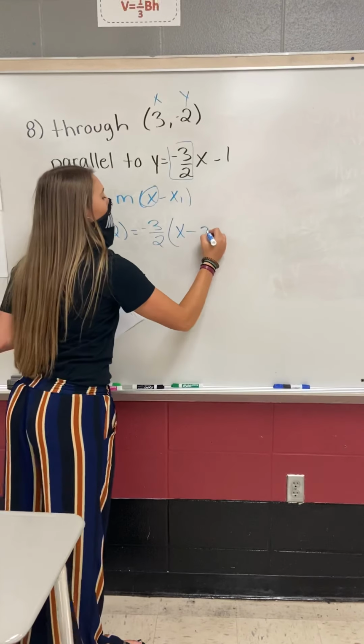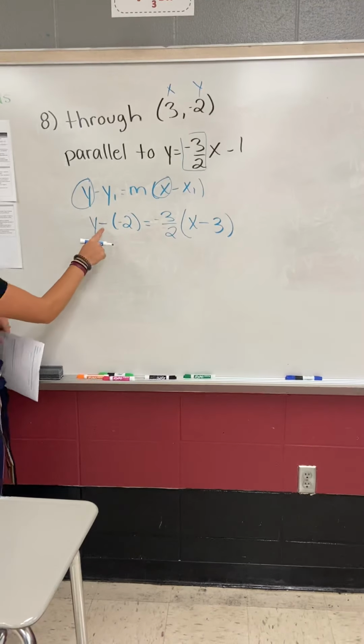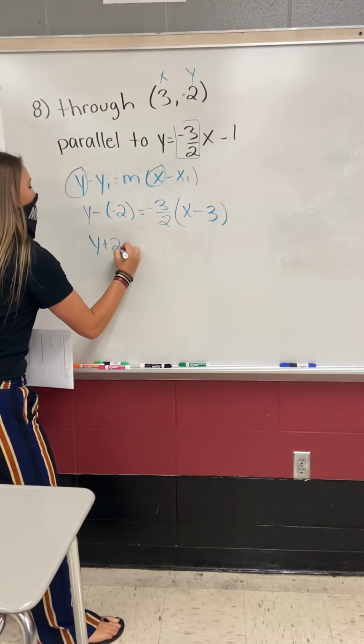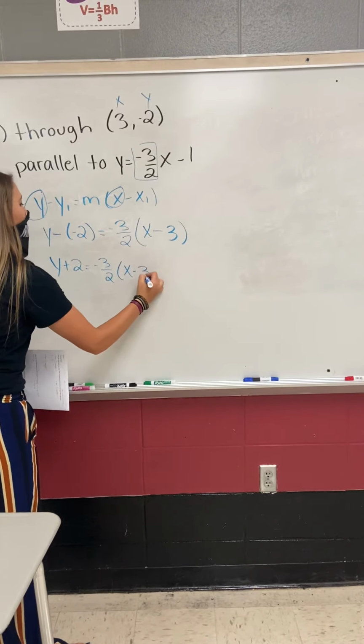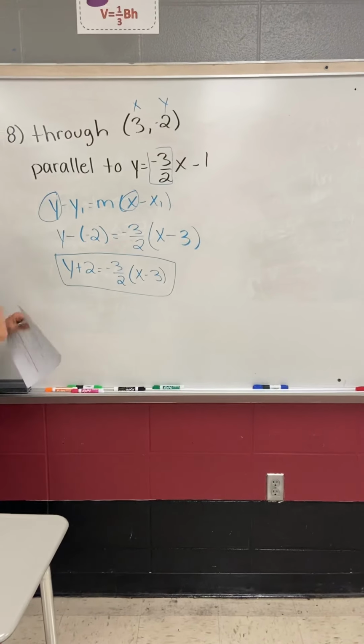It's 3, so -3. Now I need to make sure that there's nothing I can simplify. There's 2 negatives, so I can make that a positive. So y plus 2 equals -3/2 x minus 3. That will be your answer to 8.